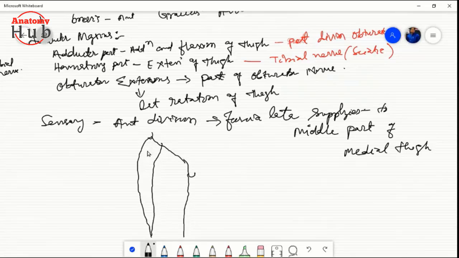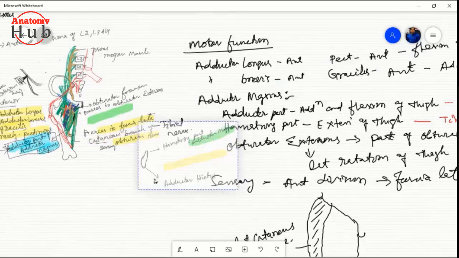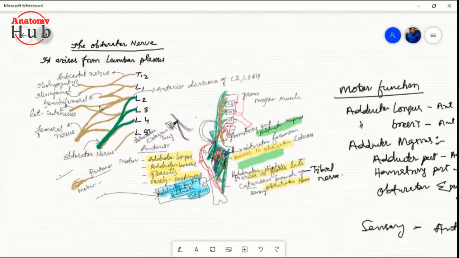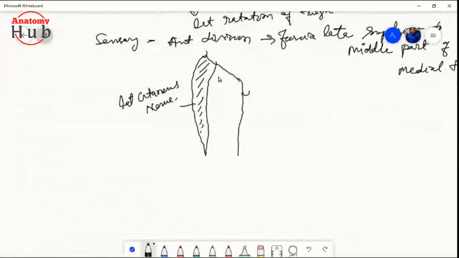Now you will see that this whole area is actually innervated by the lateral cutaneous nerve. Where is the lateral cutaneous nerve? Here you can see, this is your lateral cutaneous nerve from L2 and L3, right? So it is supplied by the lateral cutaneous nerve. Then some of the parts over here.